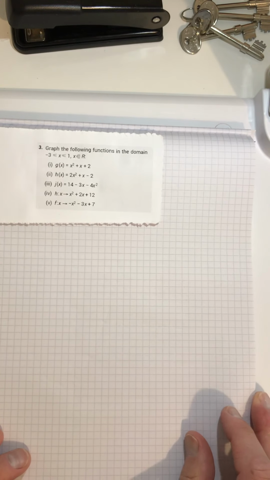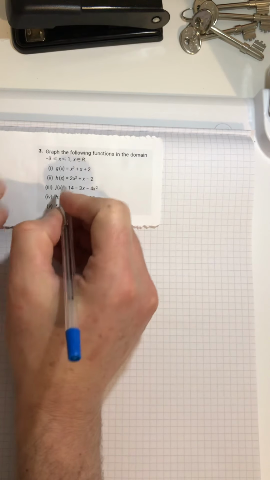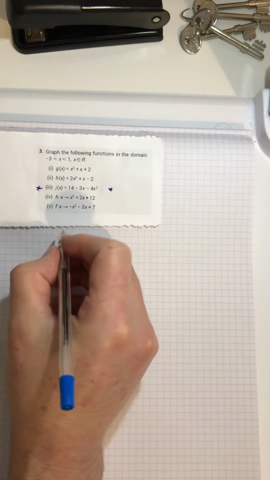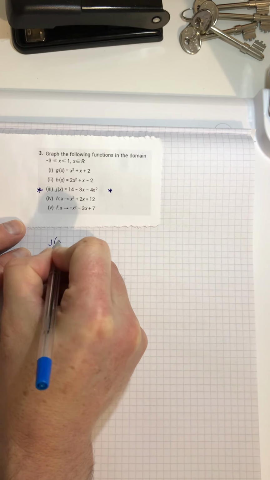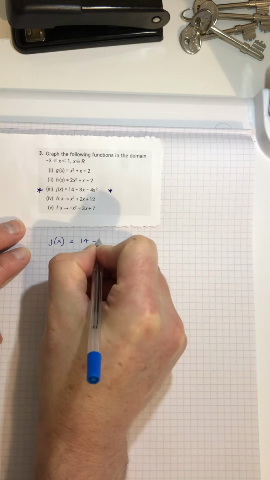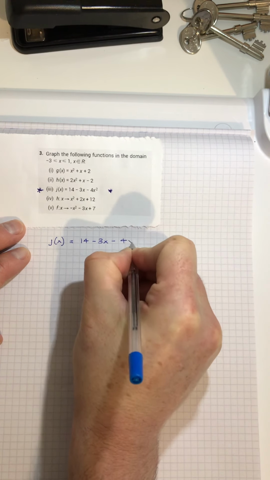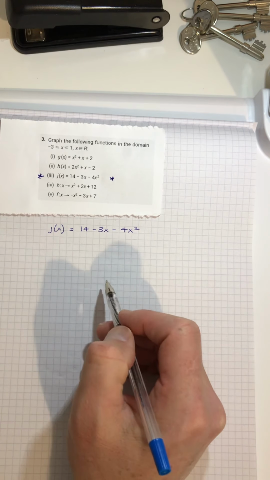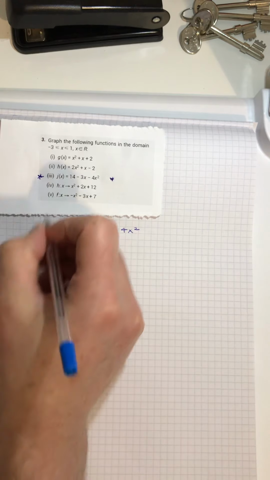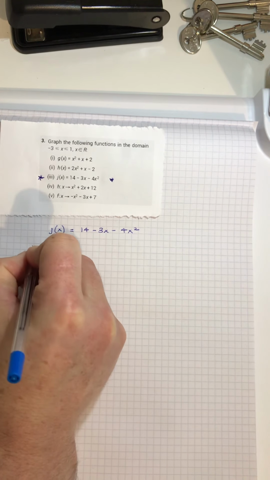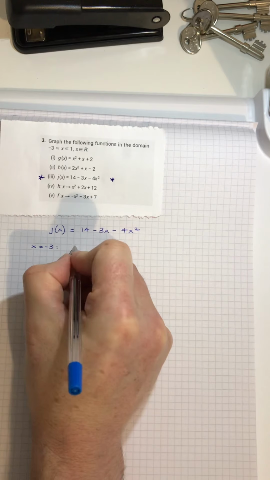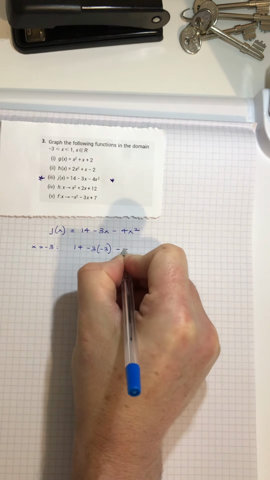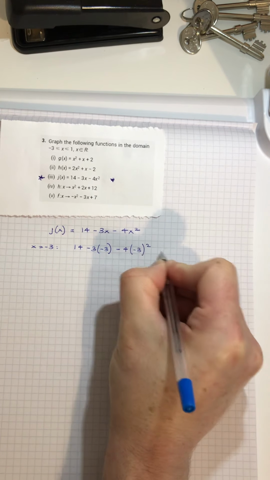And question 3. And in question 3, I just asked you to focus on part 3 for now. Okay? So my function is j of x equal to 14 minus 3x minus 4x squared. So it's a more difficult function because of the minuses, okay? But the same process applies. Between minus 3 and 1. So x is minus 3. So 14 minus 3 times minus 3 minus 4 times minus 3 squared equals.